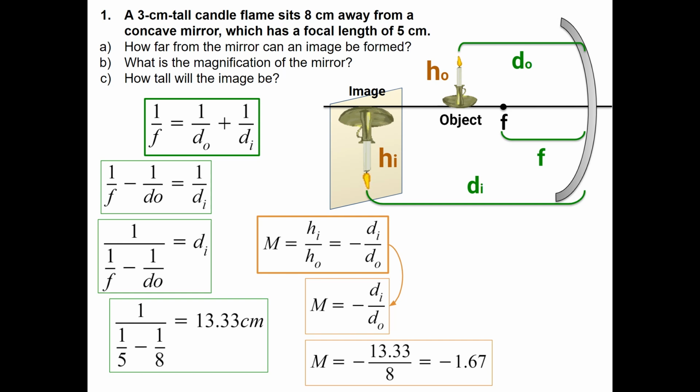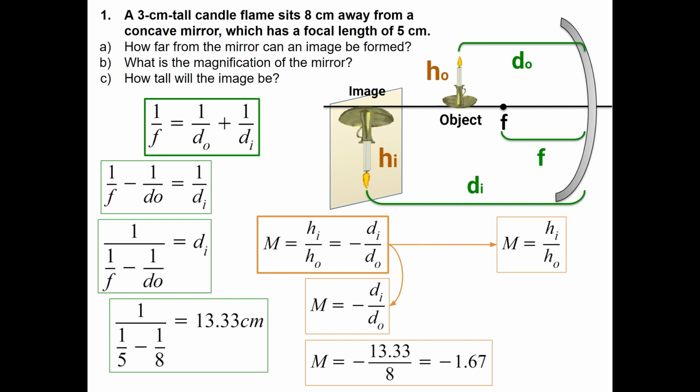Okay, so now let's solve part C. How tall will the image be? How tall? Okay, so that's going to be the variable hi. Hi is in the magnification equation. And let's see, I think I'll use this version of the magnification equation. You only have to use 2 out of the 3 parts because all 3 parts are equal to each other, so you get to choose what you use here.